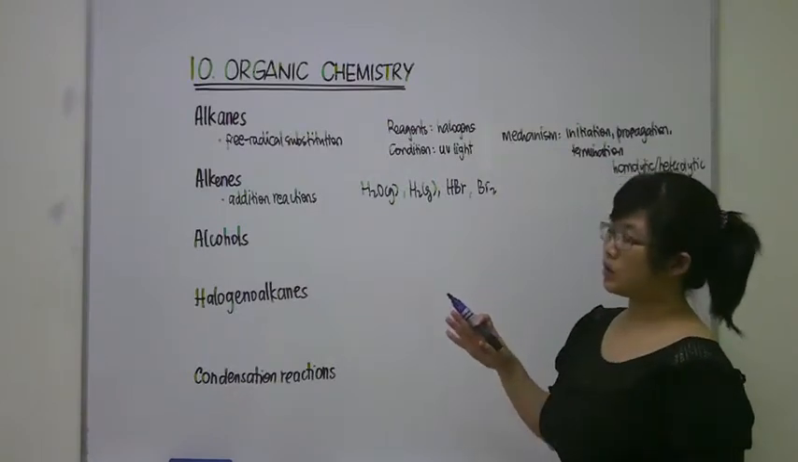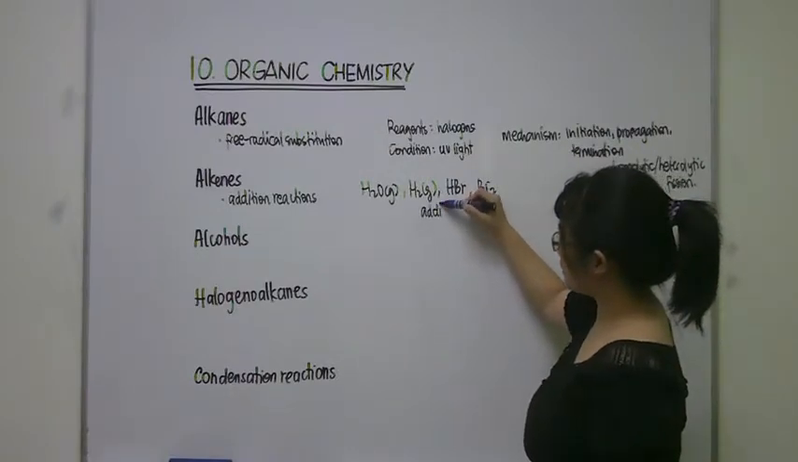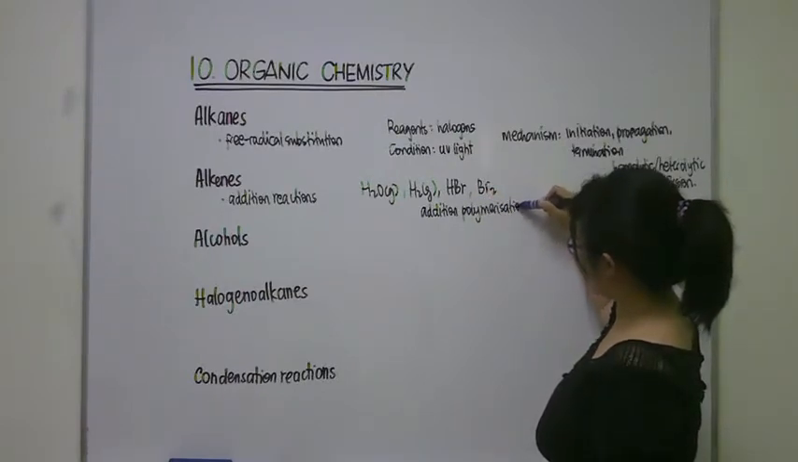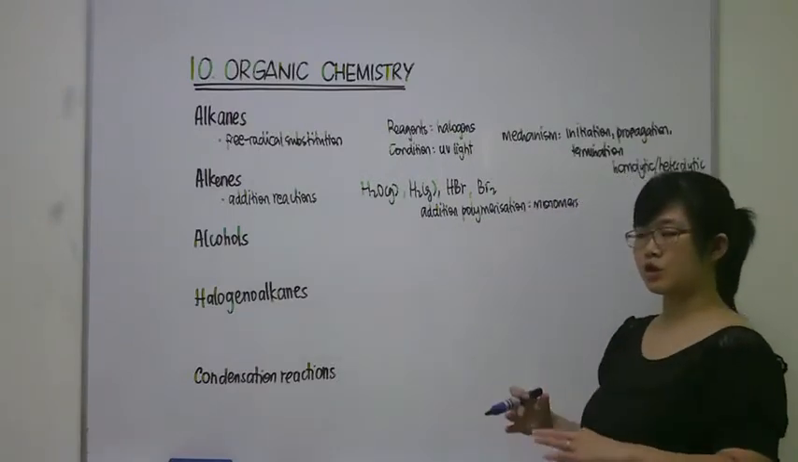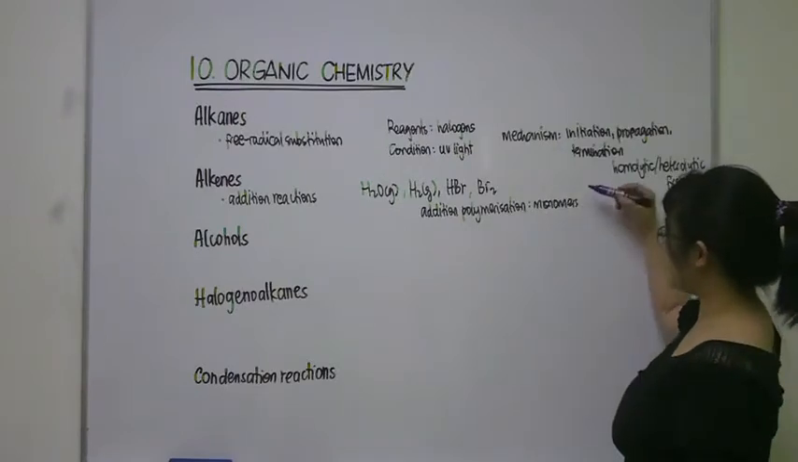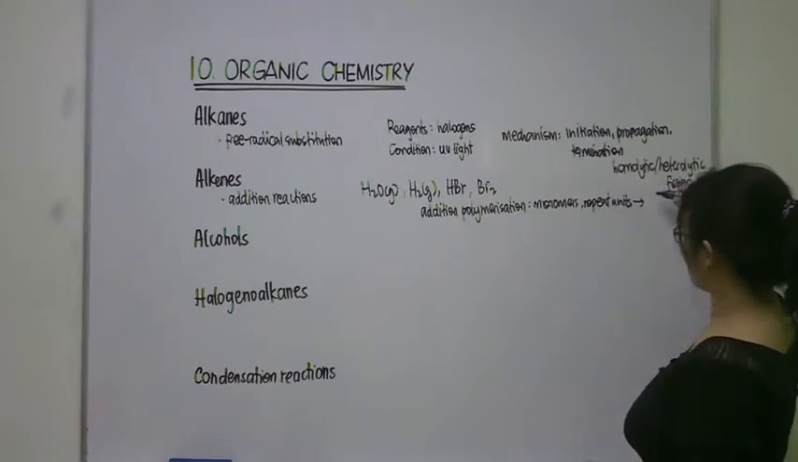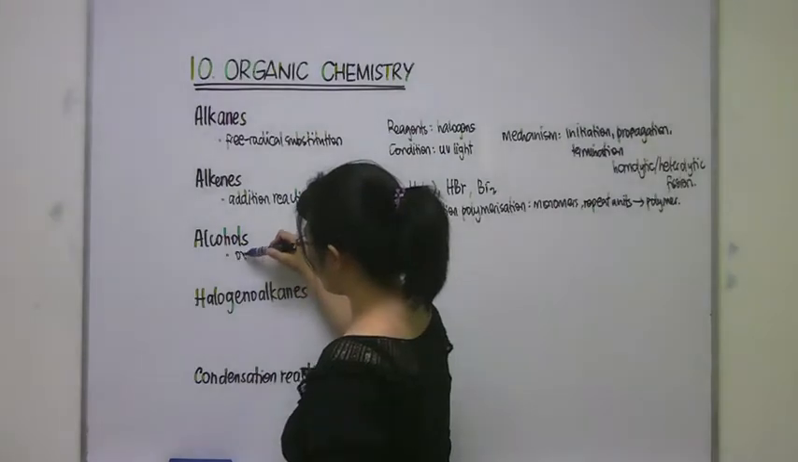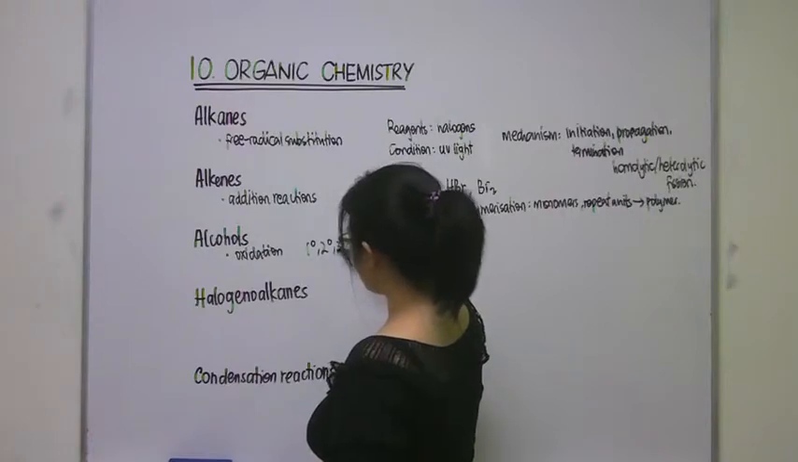Also here, you need to be talking about addition polymerization, in which you should mention monomers and how, from the structure of the alkene, you can deduce the repeat unit and give the structure of the polymer itself. Okay, addition polymerization.